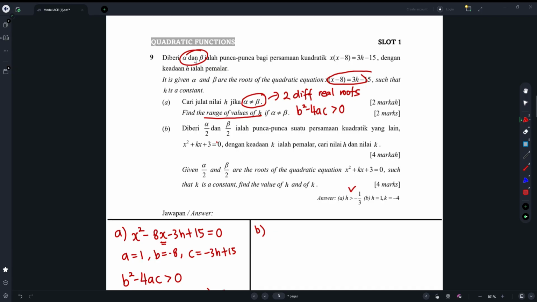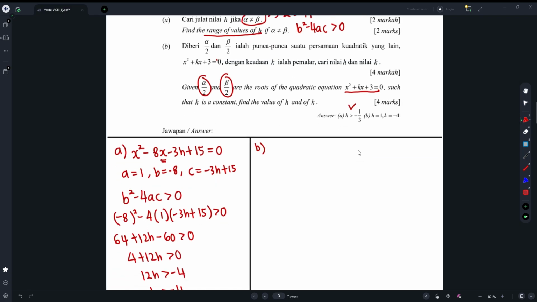And again, using the same alpha and beta, when you divide by 2 and divide by 2, you can form a new equation which is x square plus kx plus 3. So A and B are not two different questions. A and B are one single question with the same alpha and beta.